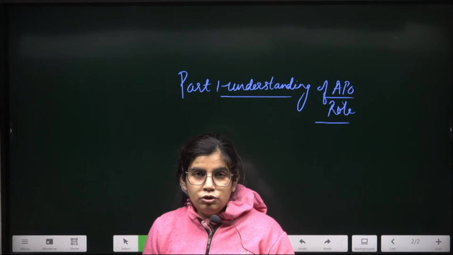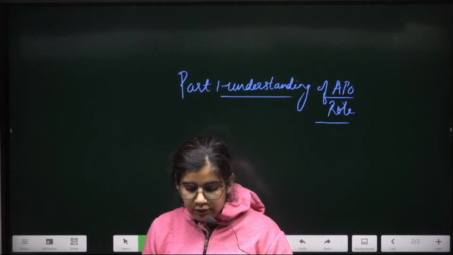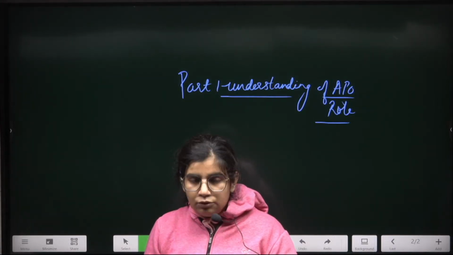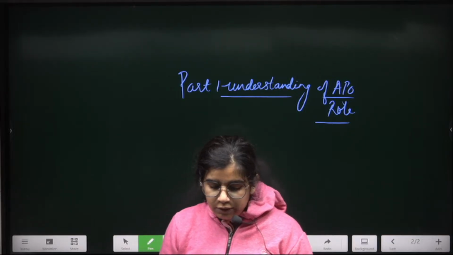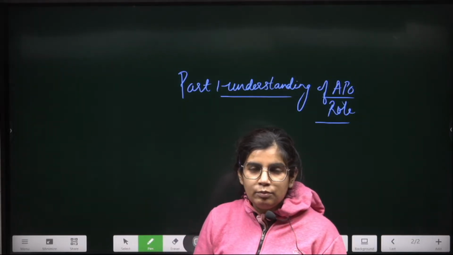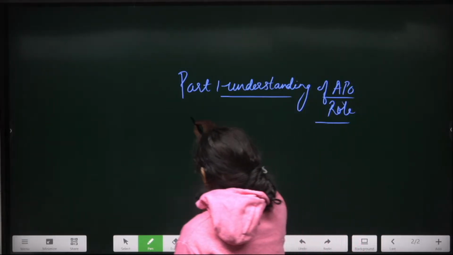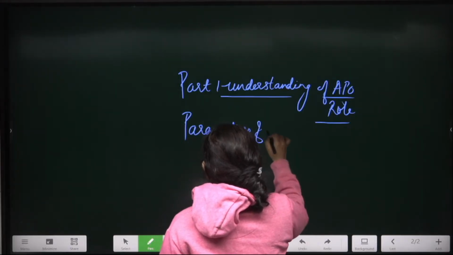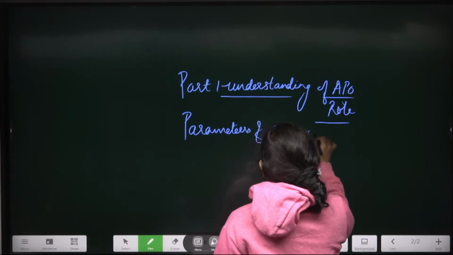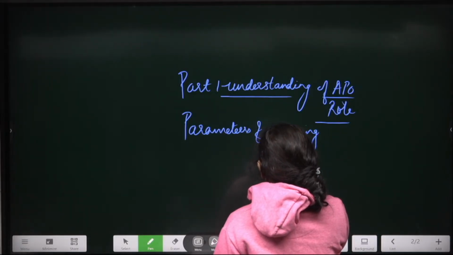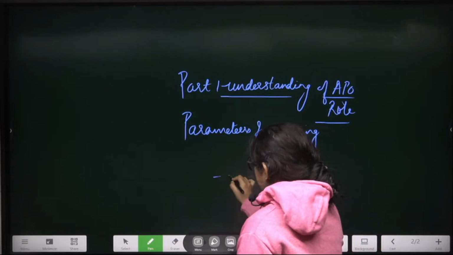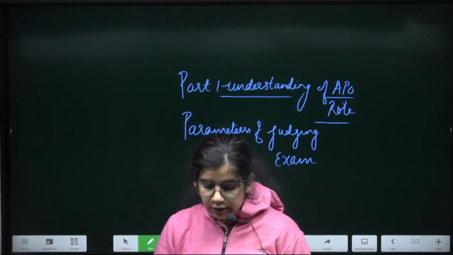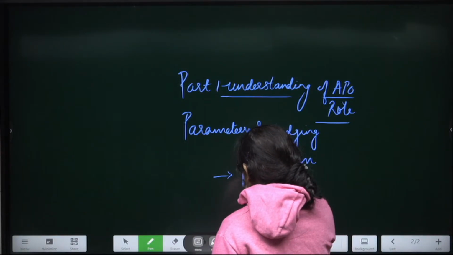Now, what are the parameters to judge which exam is the easiest and which is the toughest? We cannot randomly label an exam as easy, moderate, or tough. So, we have 5 parameters on which we'll be judging whether the exam is easy, moderate, or tough. The first is your number of vacancies. More number of vacancies means an easier competition ratio.